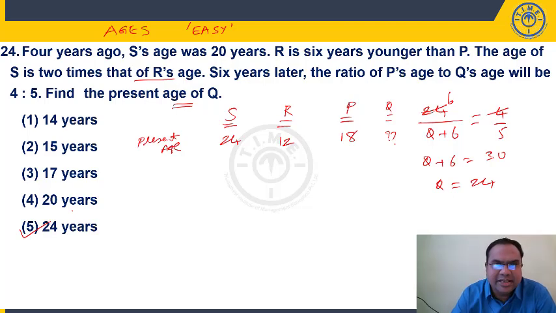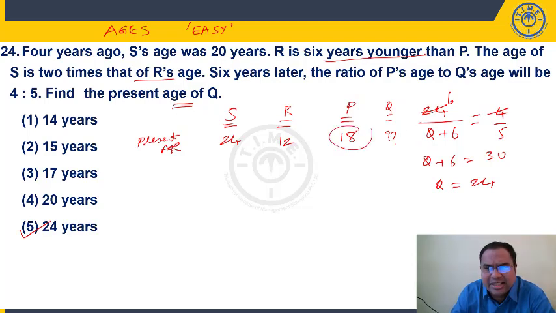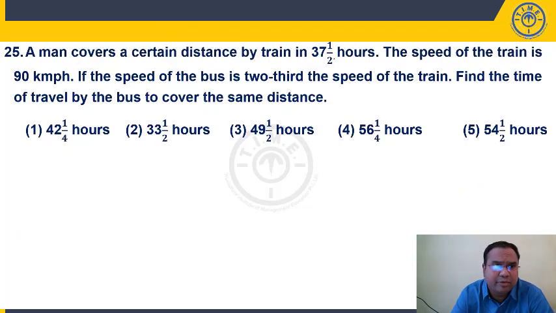So S's present age is, 4 years ago 20, now it is 24. R's age: S is 2 times the age of R, so R should be half of S, 12. R is 6 years younger than P, so P should be 6 years older than R, 18. Q we don't know. After 6 years we have a relation between P and Q. After 6 years P will be 24, Q will be Q plus 6, ratio 4/5. You simplify, you get Q equal to 24.